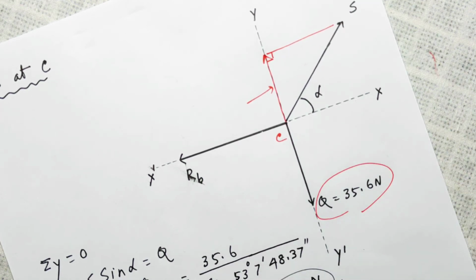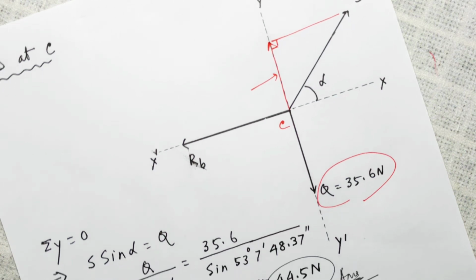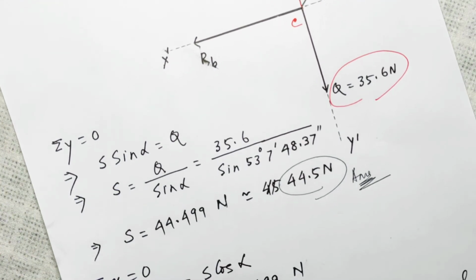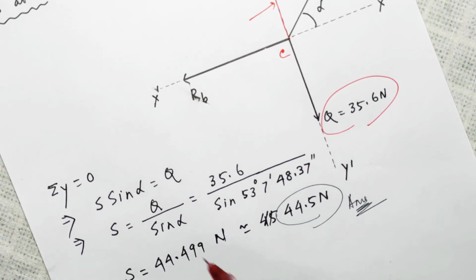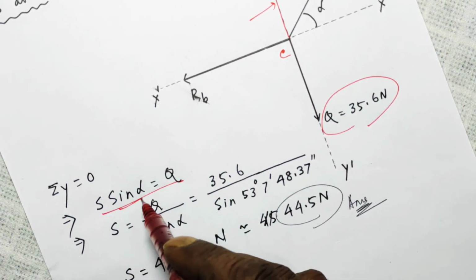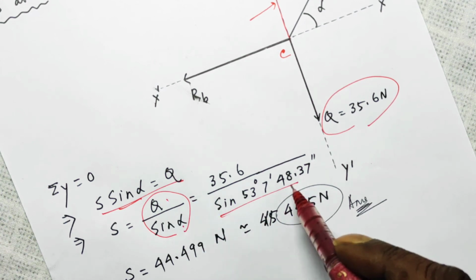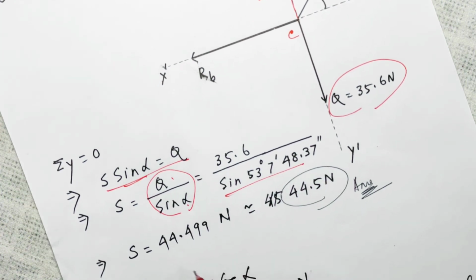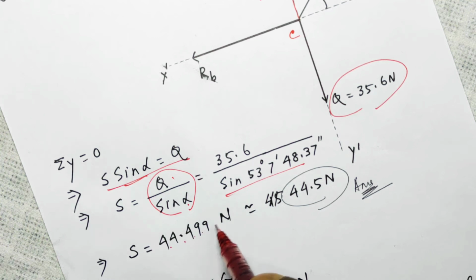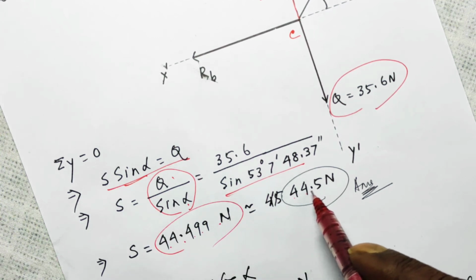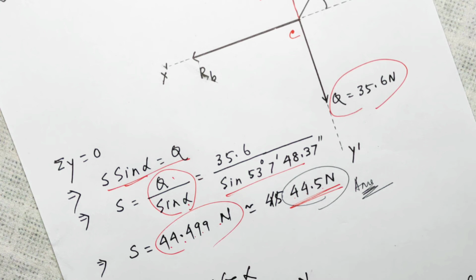If their magnitudes are equal, they will cancel. So sigma y is equal to 0. For sigma y equal to 0, S sine alpha is Q. So sine alpha goes to the right hand side. Put the value of Q and the value of alpha. This comes out to be 44.499 Newton, that is nearly 44.5 Newton.